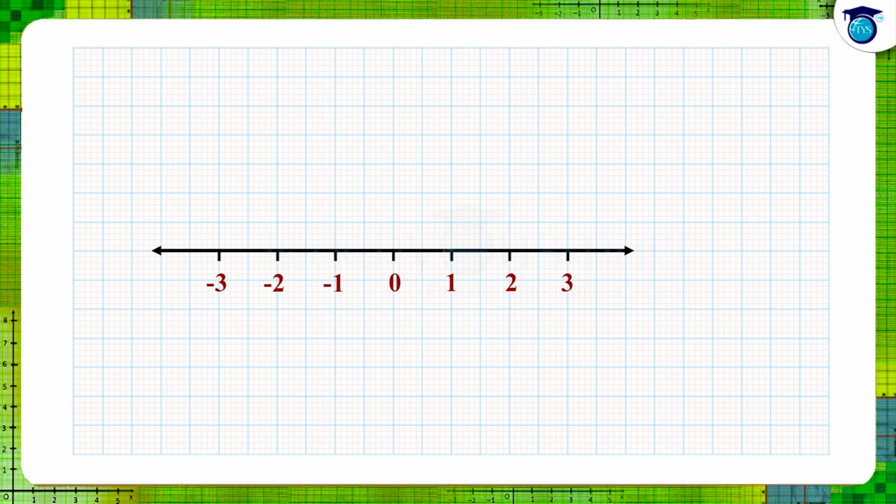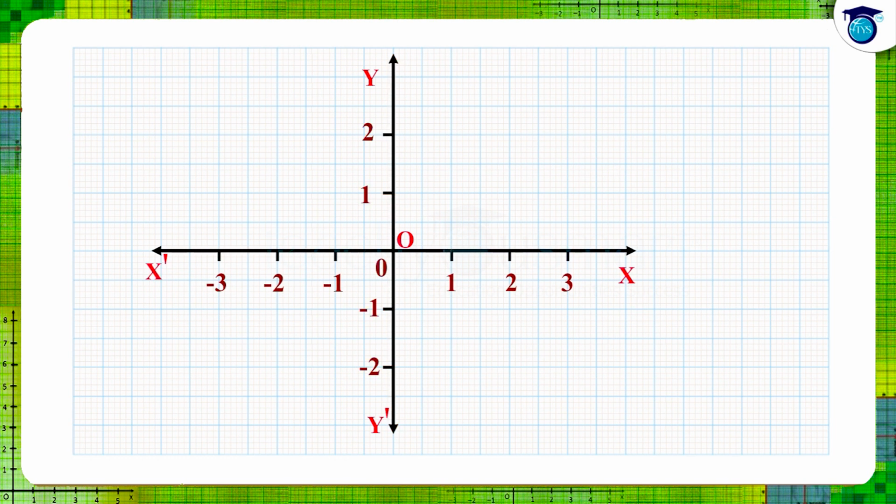To describe the position of a point or to locate the point on a plane, we need to draw two such perpendicular number lines intersecting each other at a point known as the origin, denoted by O. The horizontal number line is called the x-axis, denoted as X, X dash. The vertical number line is called the y-axis, denoted as Y, Y dash.